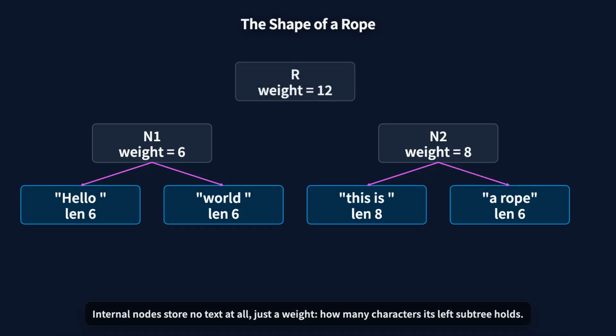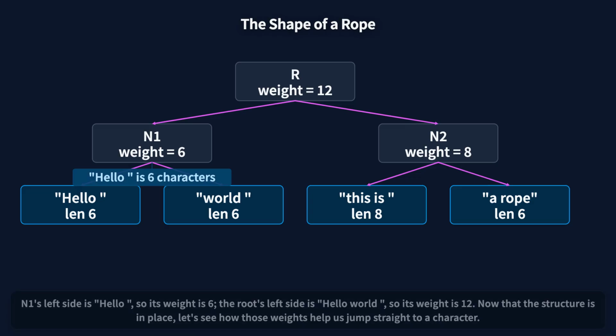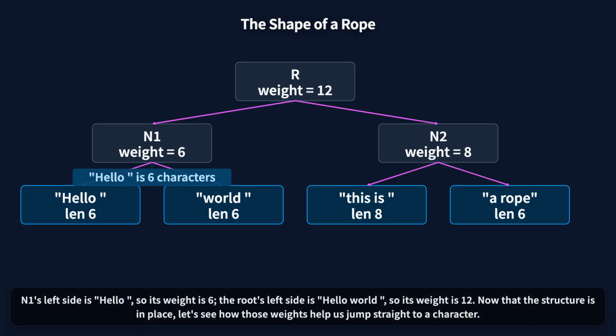Internal nodes store no text at all, just a weight, how many characters its left subtree holds. N1's left side is hello, so its weight is 6. The root's left side is hello world, so its weight is 12. Now that the structure is in place, let's see how those weights help us jump straight to a character.